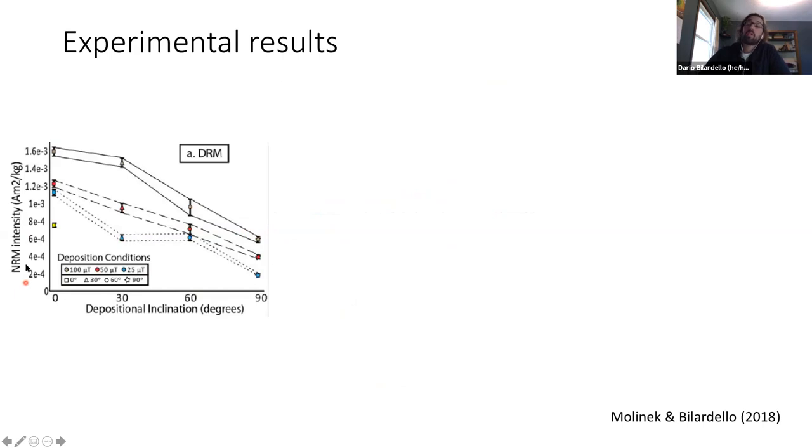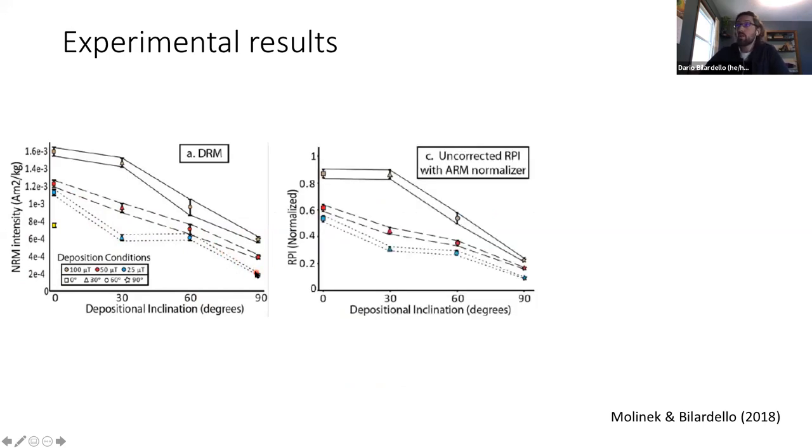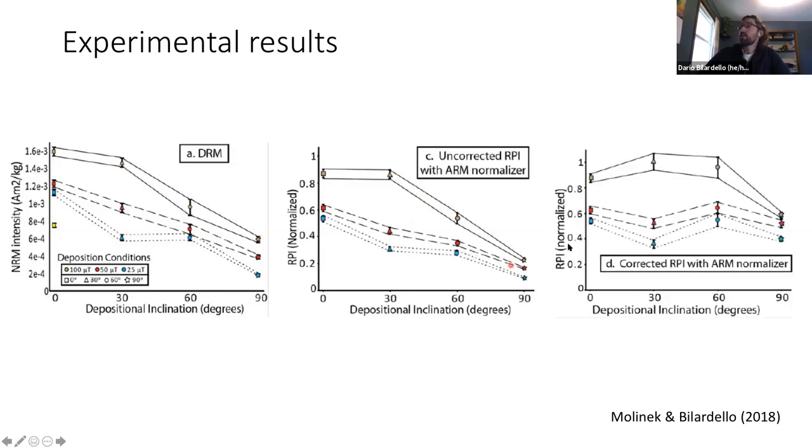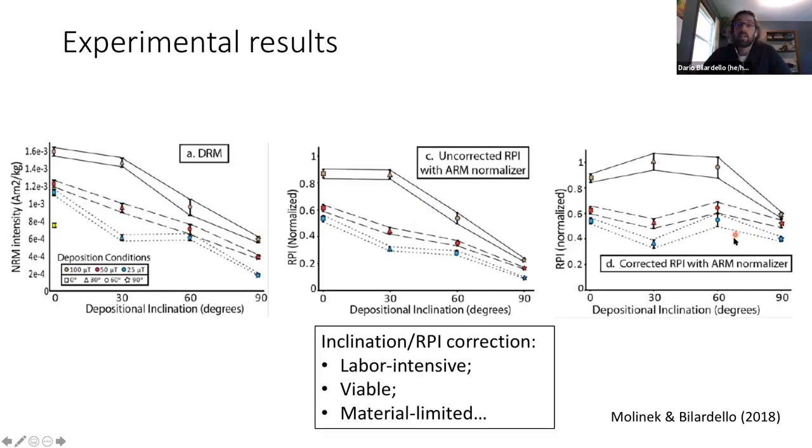Here are the NRM or DRM intensities derived from the experiments. Different applied field intensities were used and different field inclinations, and we have a systematic decrease of the magnetization in vertical fields. The estimates of relative paleointensities will follow this trend after normalizing, in this case with an ARM normalizer. However, after we apply an inclination correction for the different field intensity, we see that the variation with field inclination is reduced, right? And you can take this as a proof of concept, but it shows that the technique does work.